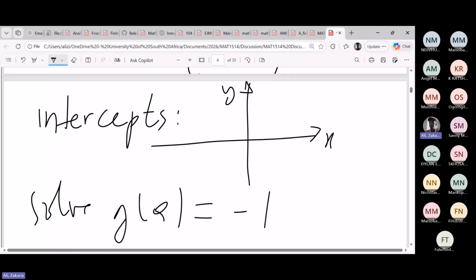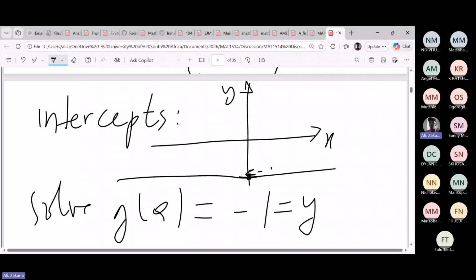So basically here, for you to solve, you must know that this one is actually the y value. So if you take g of a equal to -1, you must try to think that y equal to -1. So that value is supposed to be on the y-axis. So if I want to say, okay, in the y-axis, this is -1, then this is the graph of -1.